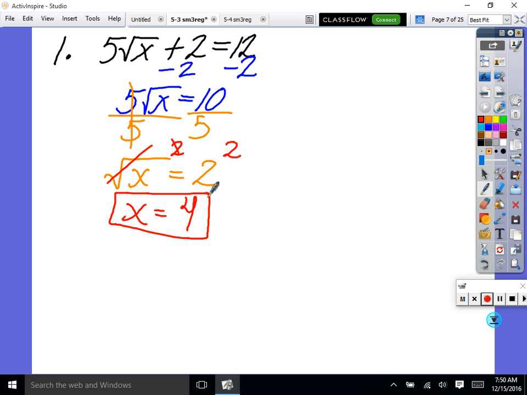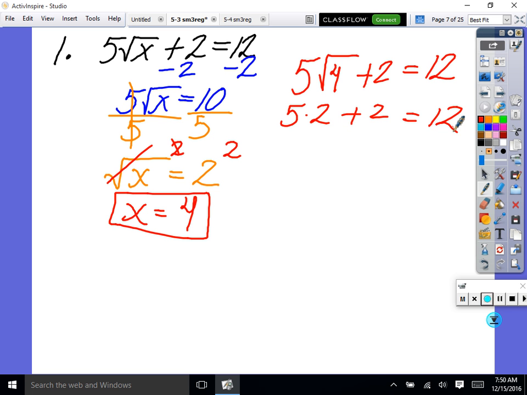So what we do is check it. Watch me check it. Here I go. I plug it into the original. 5 times the square root of 4 plus 2 equals 12. I'm checking it. 5 times 2 plus 2 equals 12. Isn't the square root of 4 2? 10 plus 2 equals 12. 12 equals 12. Isn't that a true statement? So we keep it. It's not extraneous.